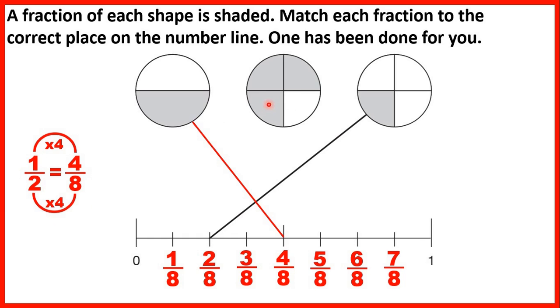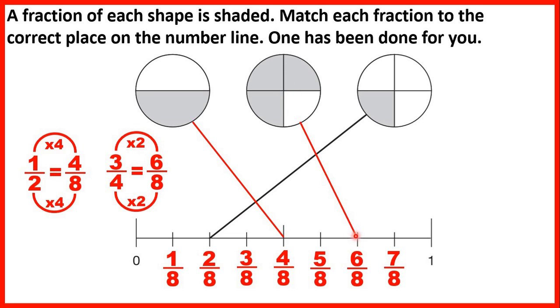And now here we have 3 parts out of 4 shaded, so that's 3/4. 4 times 2 is 8, and 3 times 2 is 6. So 3/4 is equivalent to 6/8, so we need to draw a line matching here.